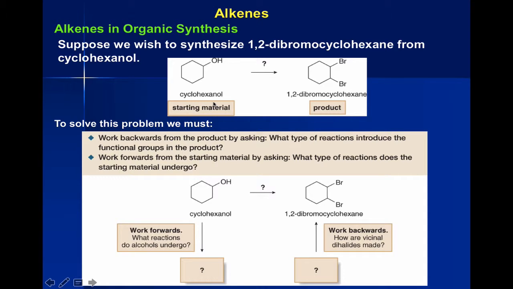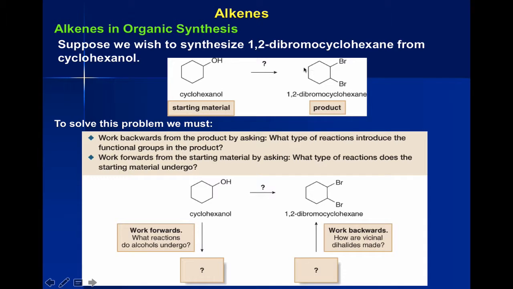Now, let's talk a little bit more about organic synthesis. Let's suppose you come into the lab and you have cyclohexanol, but you really need 1,2-dibromocyclohexane. Of course, these would have to be trans to one another. There doesn't exist a single reaction that can do this transformation. So we need to start thinking about this.